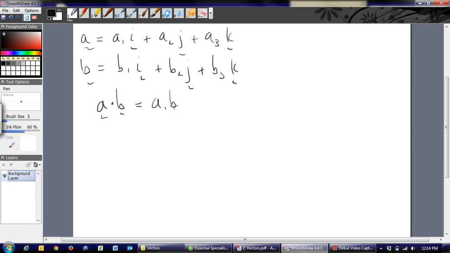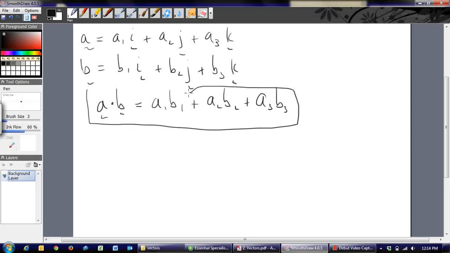So we multiply A1 by B1, plus A2 times B2, plus A3 times B3. And that's our dot product there. That's a much simpler way of figuring it out. So what we've got next is, I'll just give you an example of that.